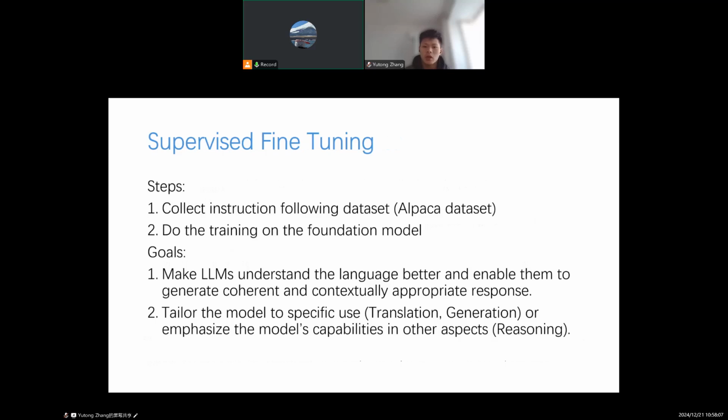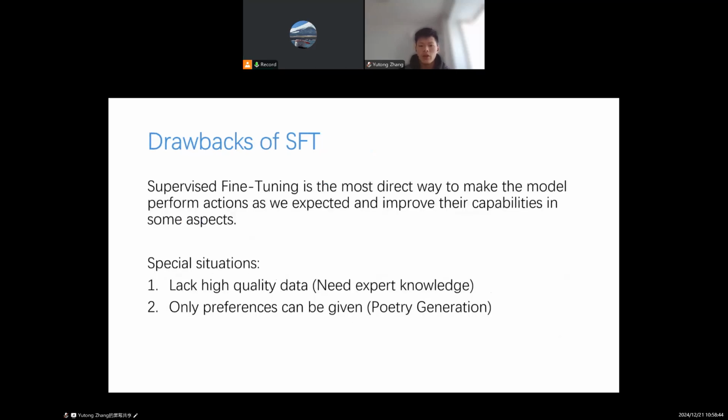Then we do the training on the foundation model, which is trained on a large amount of raw data. The goal of this phase is to make LLMs understand the language better and enable them to generate coherent and contextually appropriate responses. The second goal is to tailor the model to specific uses, for example, translation, generation, or to emphasize the model's capabilities in other aspects, for example, reasoning, doing math, or generating some poems.